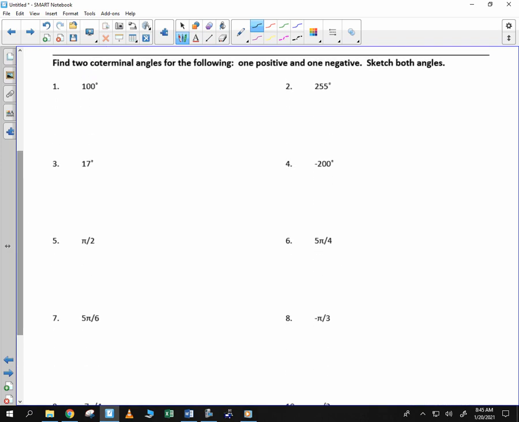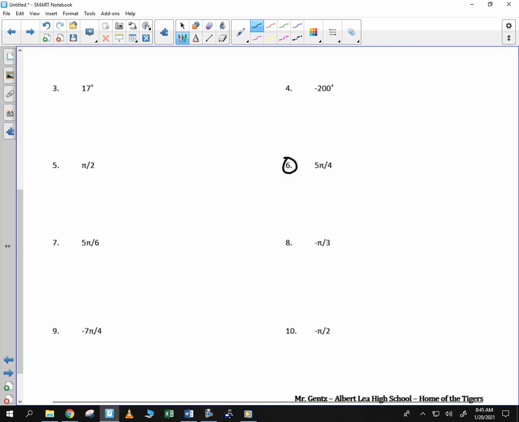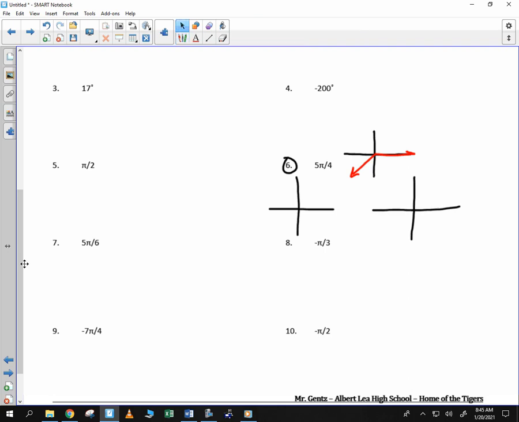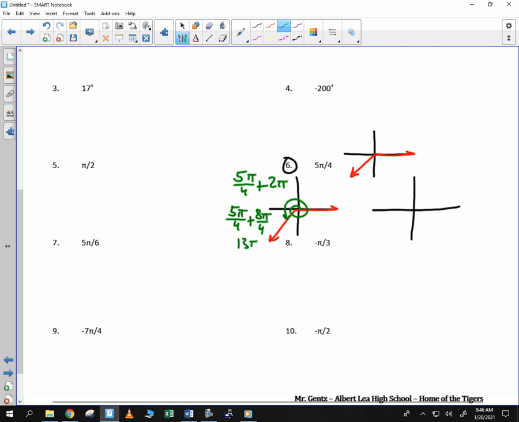So we'll do one example in radians. We've already done one in degrees. We'll do number 6 together. 5 pi over 4, you all know that that's at the 225 degree mark. Right there. So I will sketch one that's positive and one that's negative. We'll do the positive one first. I'll go around more than once. So we're going to take 5 pi over 4 and add to that 2 pi. Find common denominators, 5 pi over 4 plus 8 pi over 4. We get 13 pi over 4. So 13 pi over 4 is coterminal with 5 pi over 4.